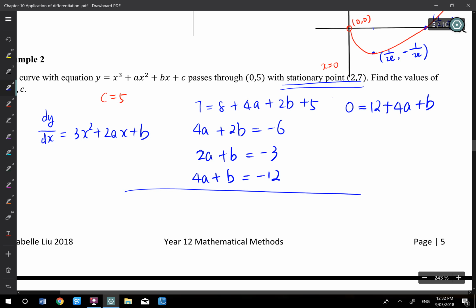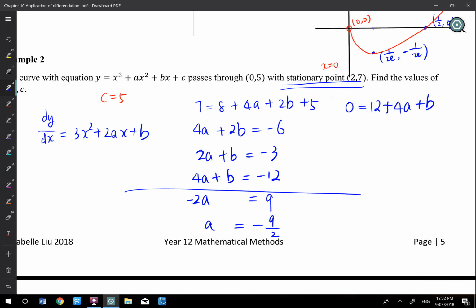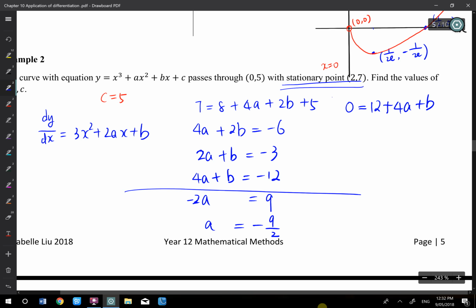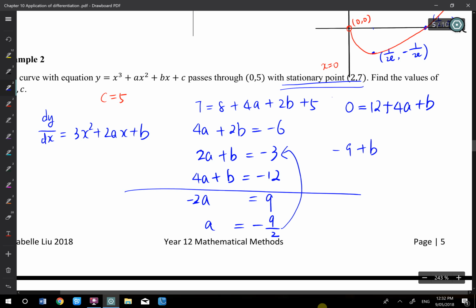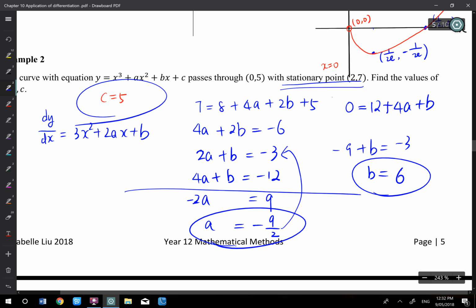Okay, we subtract them. Minus 2a equals 9. a equals negative 9 on 2. And we sub back into that one. Minus 9 plus b equals minus 3, and b equals 6. Okay, sorry I go this very fast, but I don't have time.